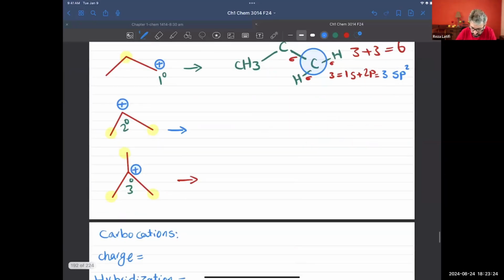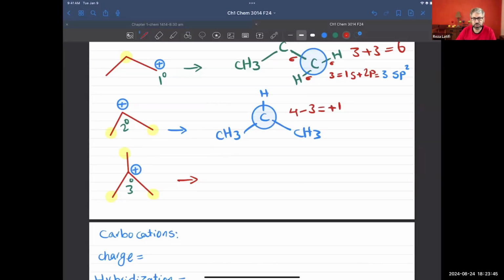Next one, we have CH3 attached to carbon, and this one CH3. Again, we have a positive charge, and because we have a positive charge, we can add only 1 hydrogen. Again, 4 minus 3, you will get a +1 charge. And hybridization, as usual, sp2.